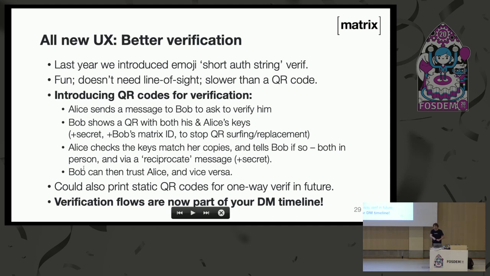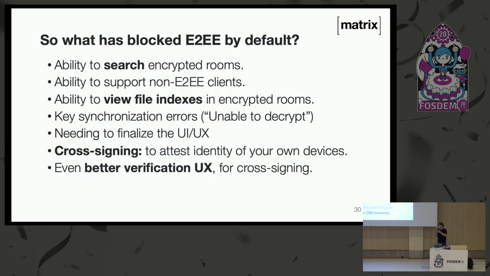So it's a single QR scan to mutually verify Alice and Bob with respect to one another. Another big change is that, as you saw briefly earlier, verification flows are now in your DM. They're not random modals that pop up and annoy you. Instead, they are actually in the timeline of the person that you're talking to.